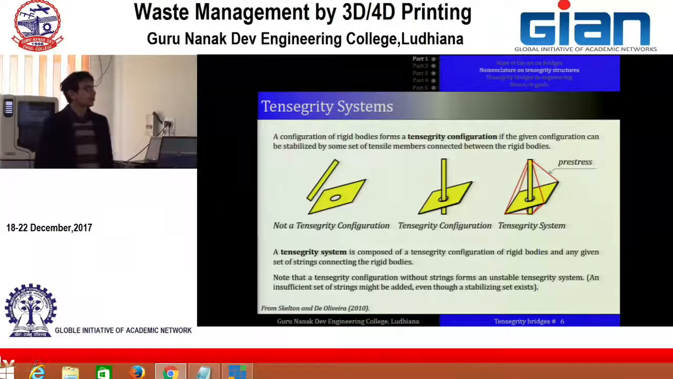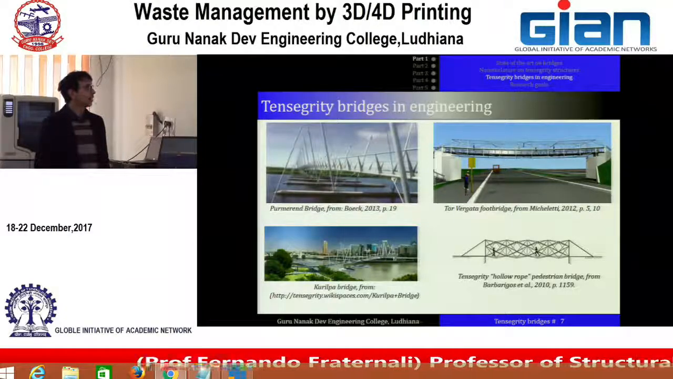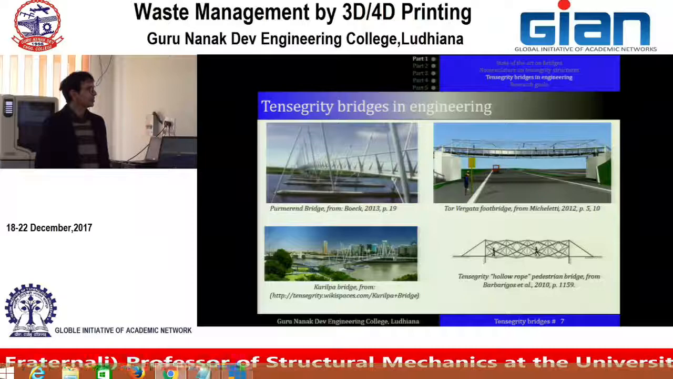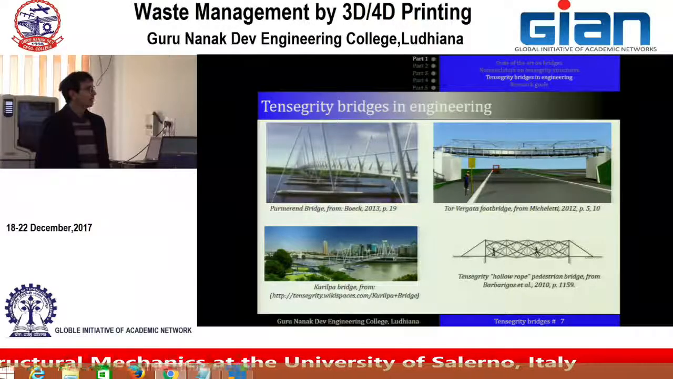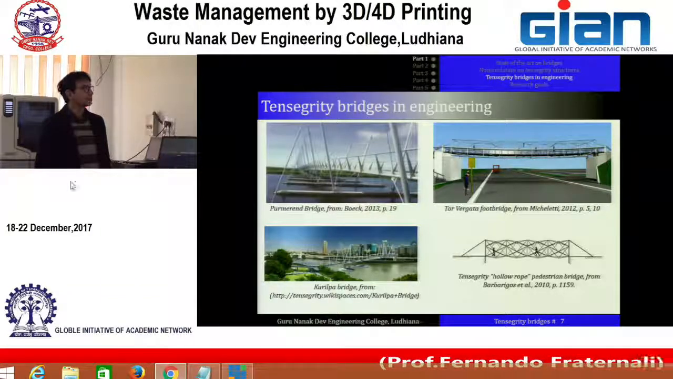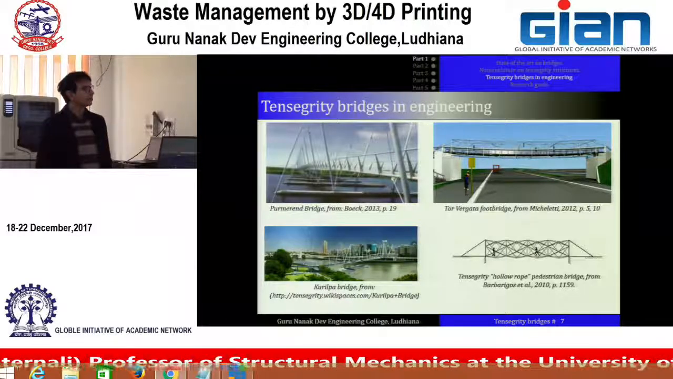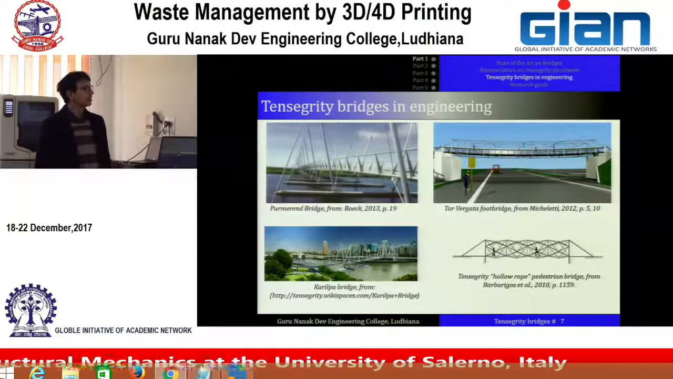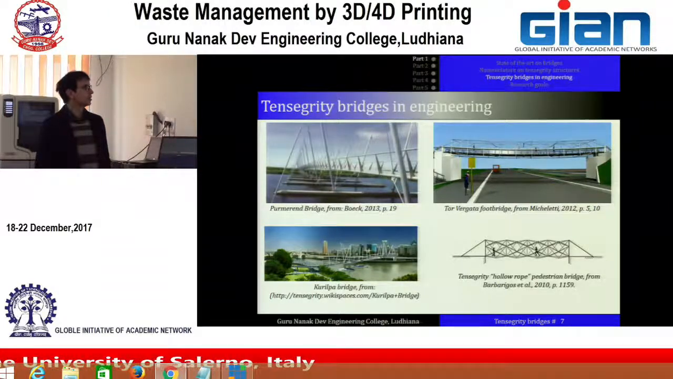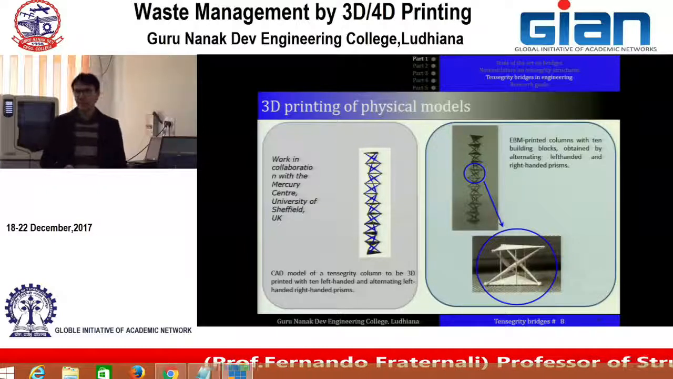There are examples of tensegrity bridges worldwide. This is Kurilpa Bridge in Australia. In those examples you can see there are some rigid elements and some cables that provide the structure of the bridge. This is a design in Rome, this is not an actual bridge. And there are real examples in Australia and in other parts of the world. And we can actually 3D print.